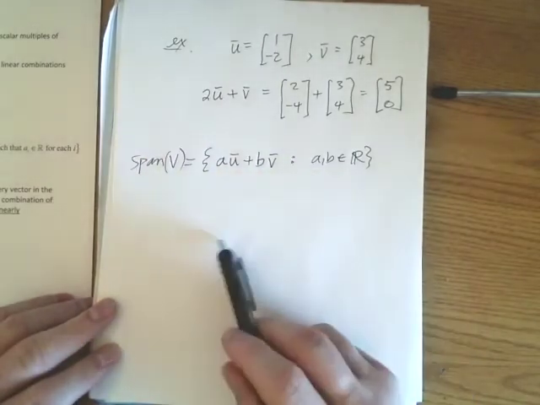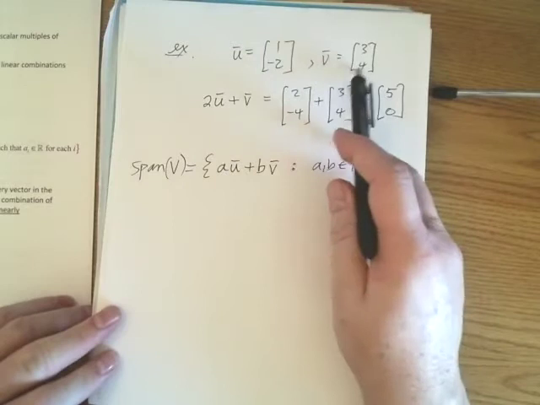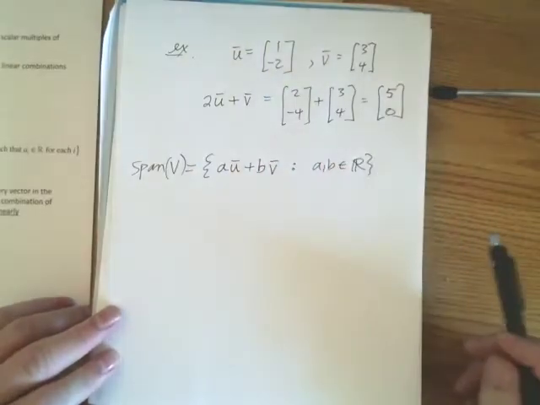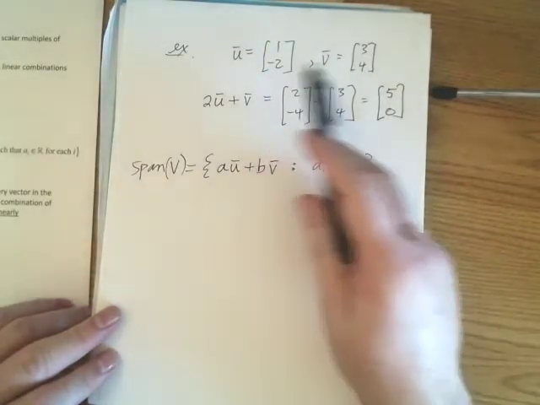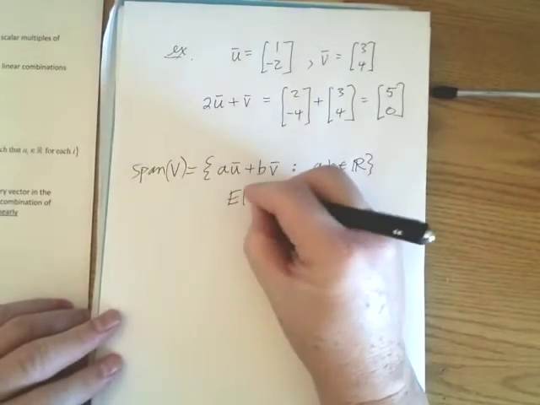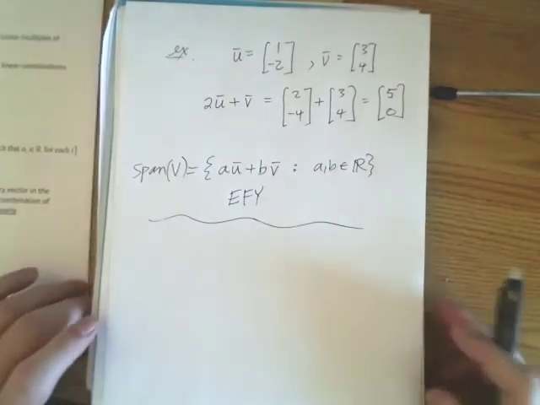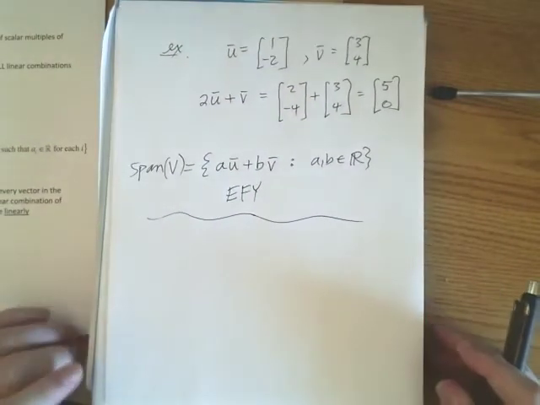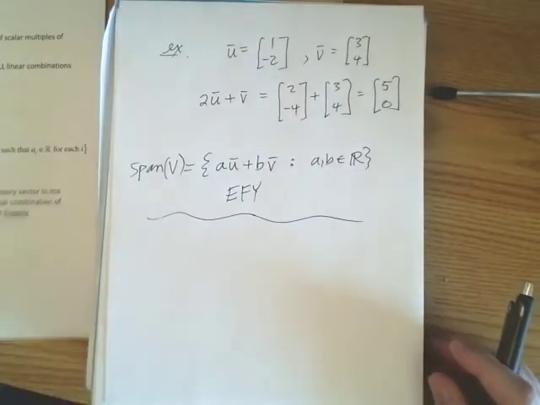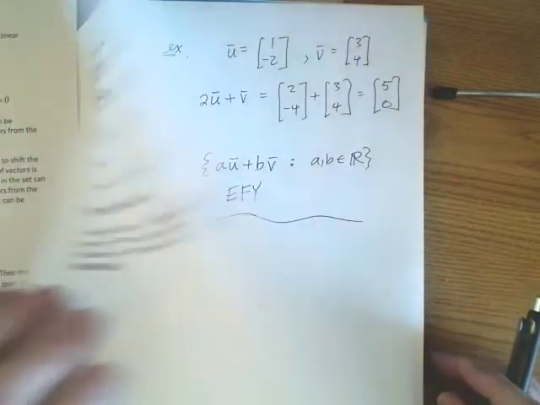Now, it might be a challenge for you here. Could you actually tell me what the span of these two vectors is? Could you characterize the span of these two? That's what we would call an EFY, exercise for you. Find the span of these two. There are some questions like that in the book for the homework. So you understand the idea of span of vectors, not difficult.